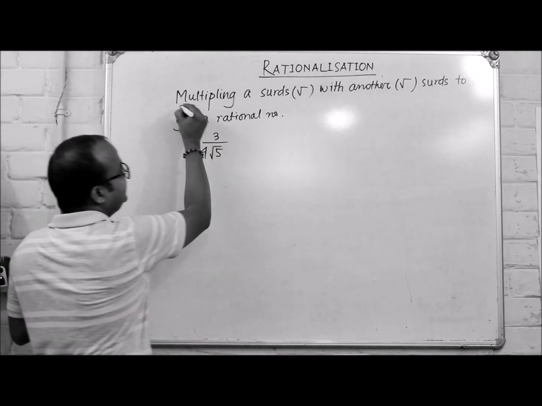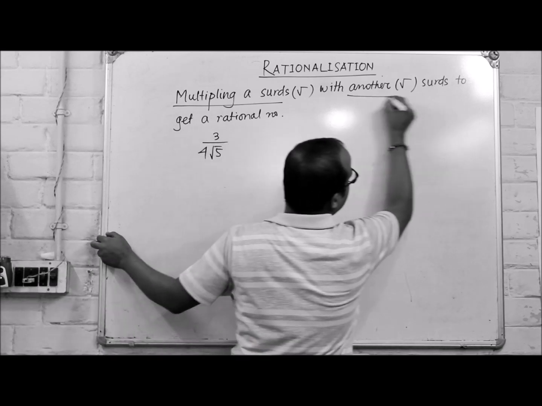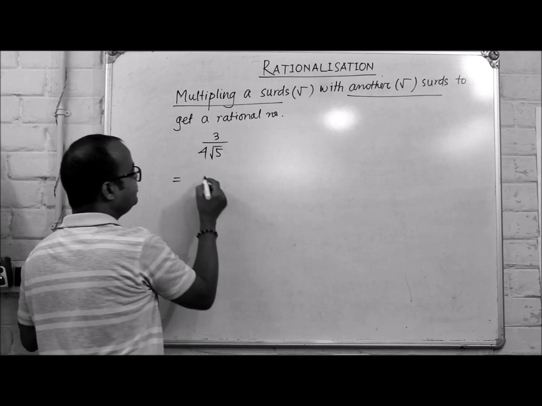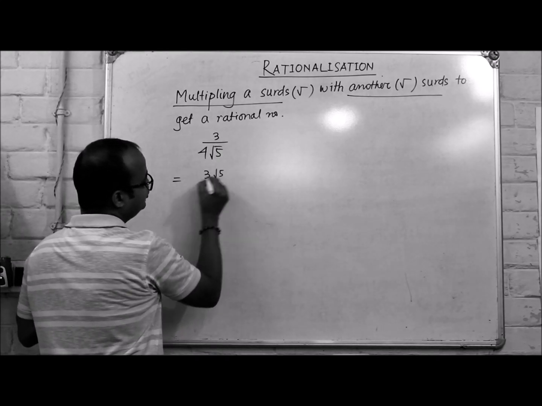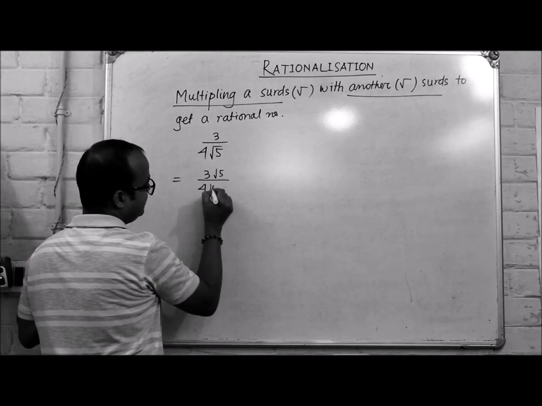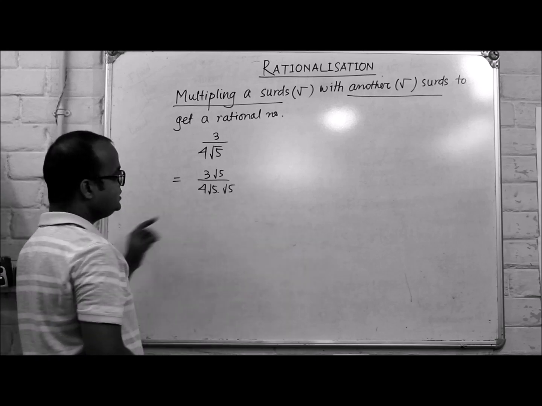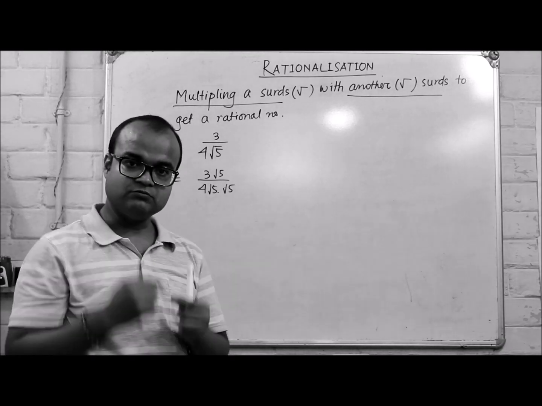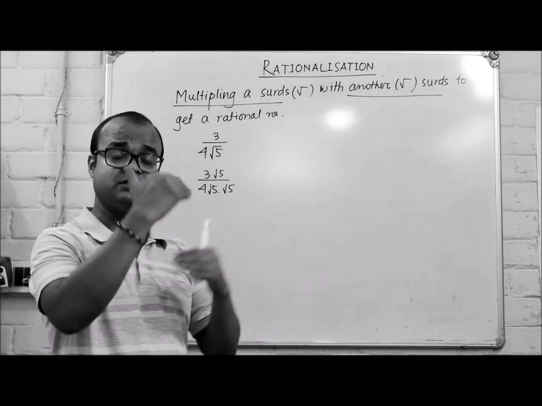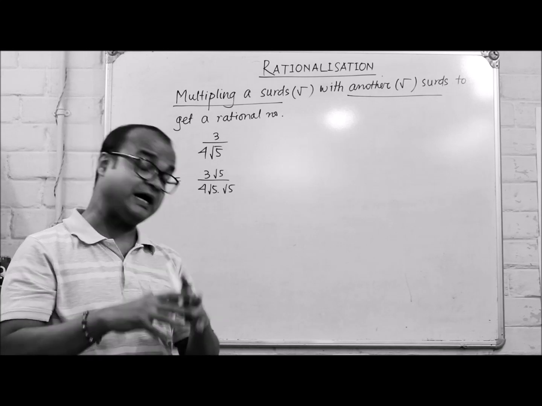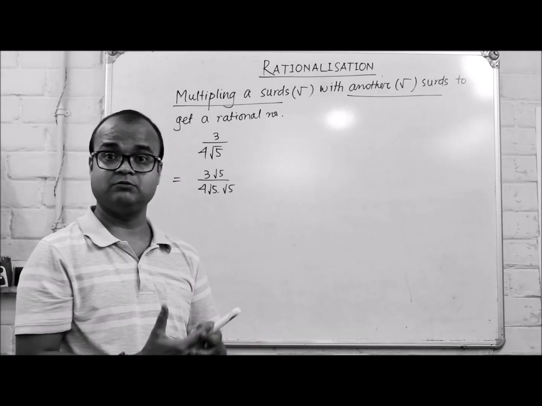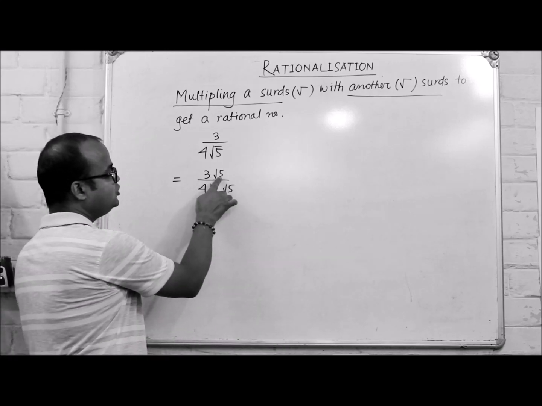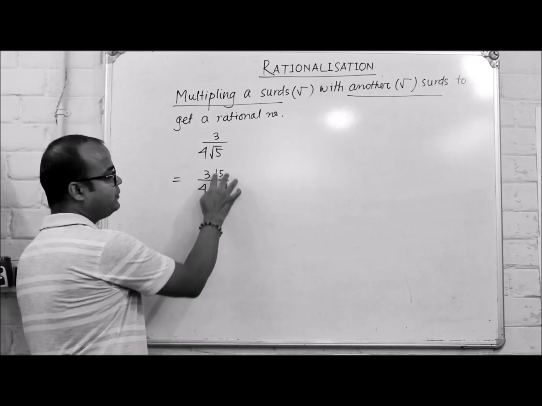So multiplying a surd with another surd, we multiply numerator and denominator by root 5. Now what is the logic behind this? We know that if a number is multiplied and divided by the same quantity, it remains unchanged. So we are multiplying numerator and denominator by root 5.